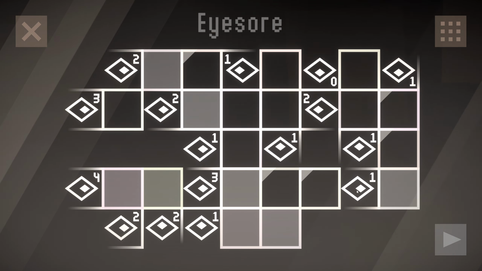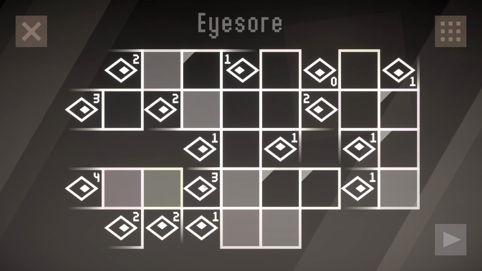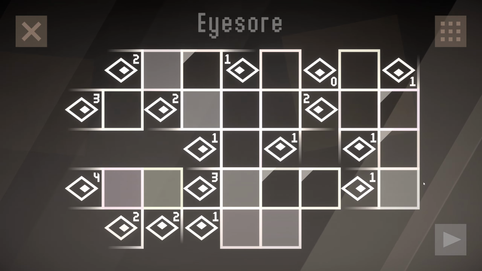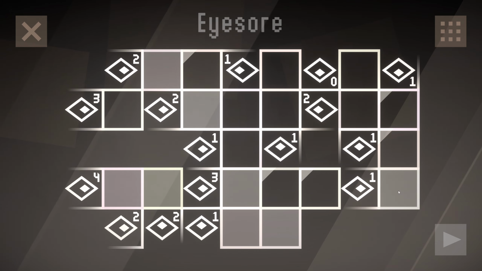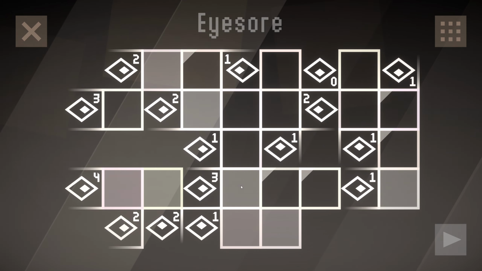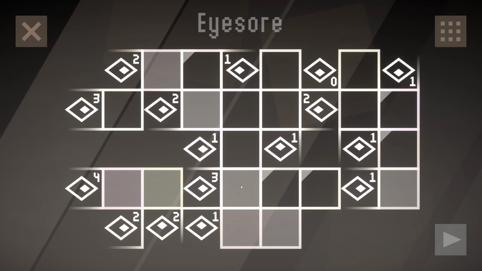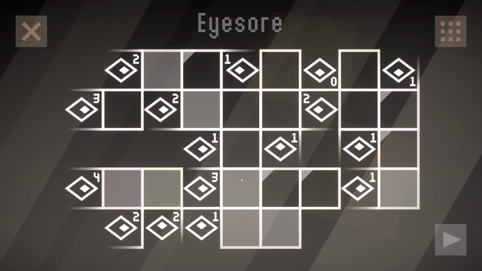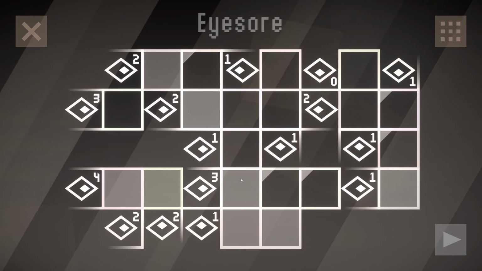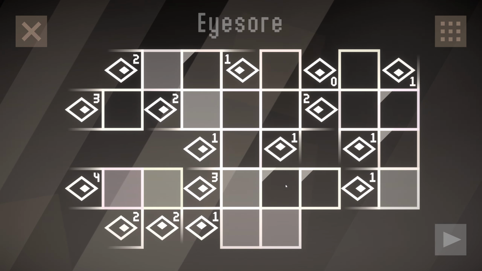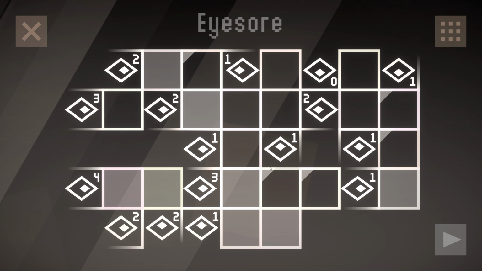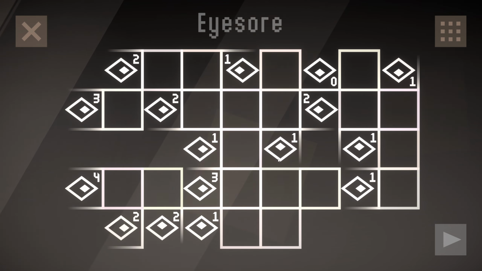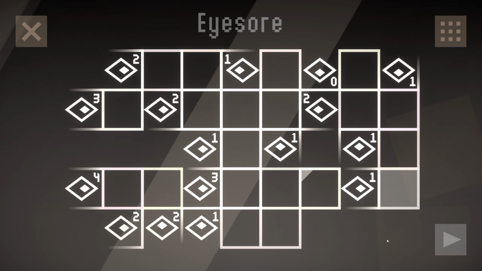Ah, I've ruined it. This 3 needs 3 to the right, and currently it has only 2. Oh, do I need to reset? I think I need to reset. I'm mad about it though. This 0. 0 there. This 1. 1 there. This one has 1. Those are empty.